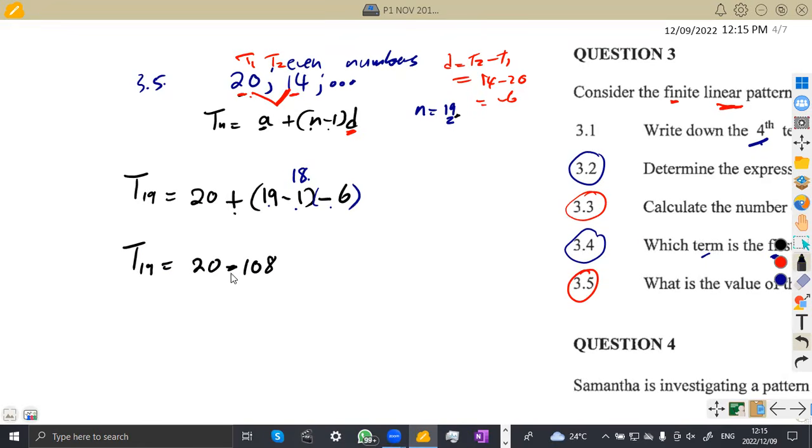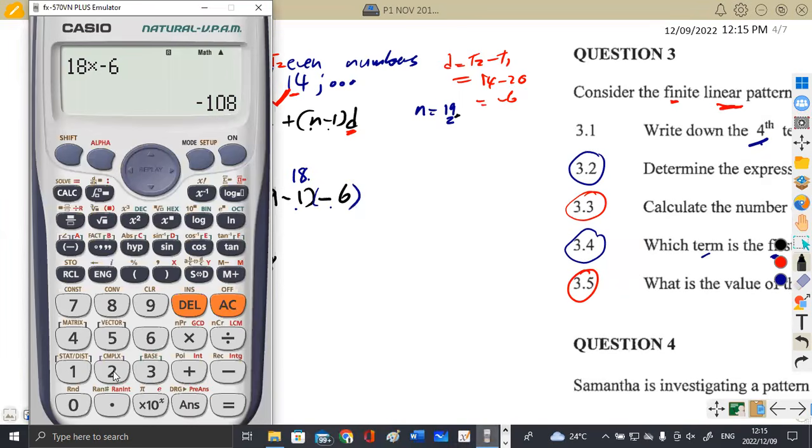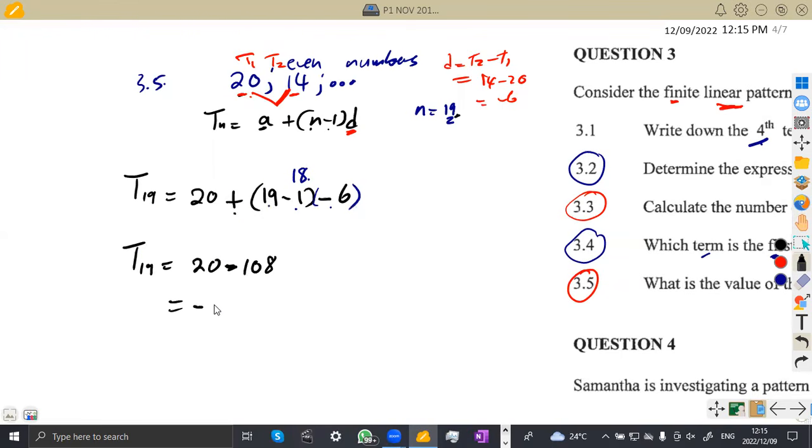So take note, it was a positive and a negative, so it will be a negative. So 20 minus 108, which is actually negative 88. So this one is going to give us negative 88. So that is our T19 in terms of the even numbers.